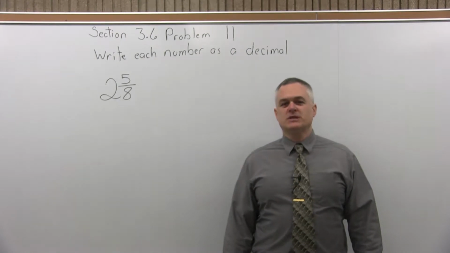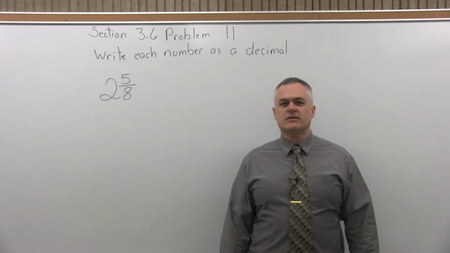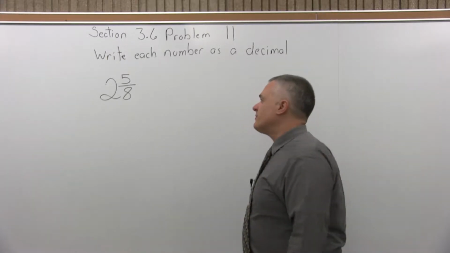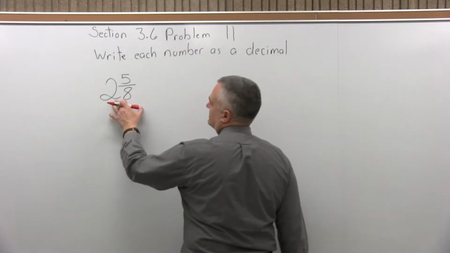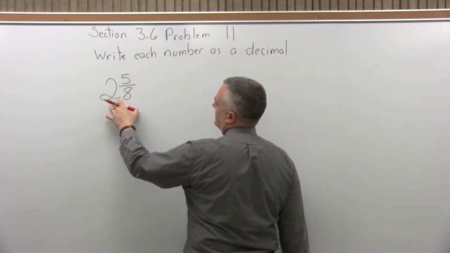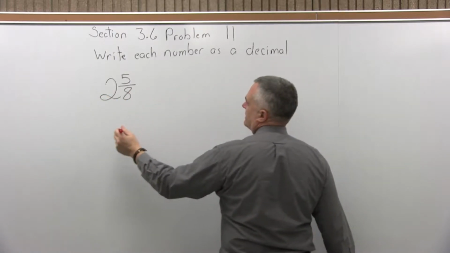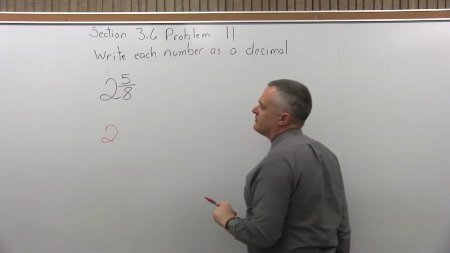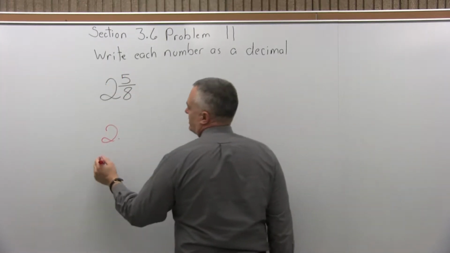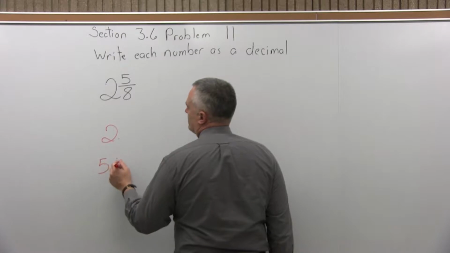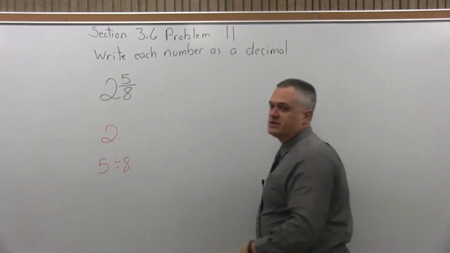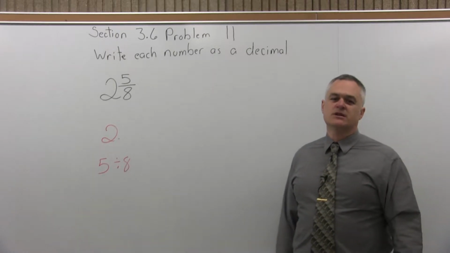This is Section 3.6, Problem 11. It says write the number as a decimal, and we have 2 5/8. So when you have a whole number with it, this is the first one in this homework set where we had this, just keep the number, and I know it's going to be 2 point something, just deal with the fraction. Now, like I mentioned with all these, if you have a calculator that you can use, you can just take the fraction numerator, divide by the denominator equals, and you'll get your decimal very easily.